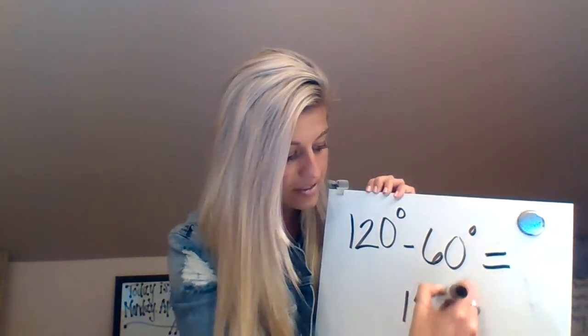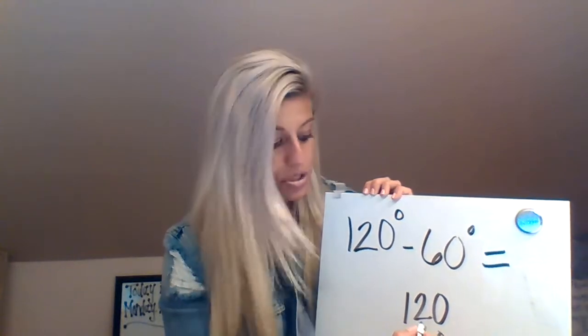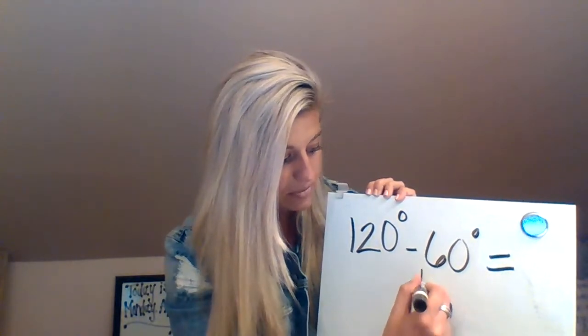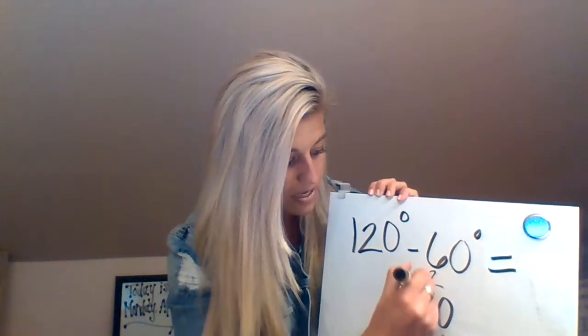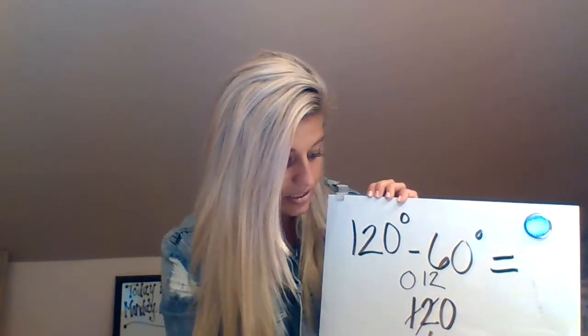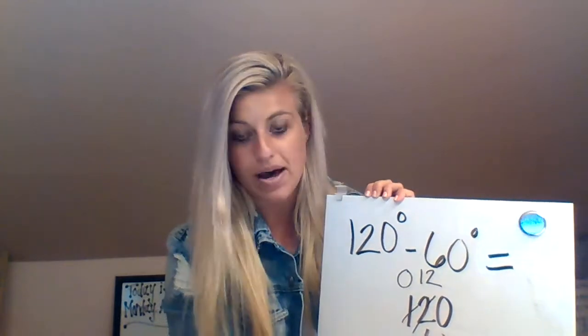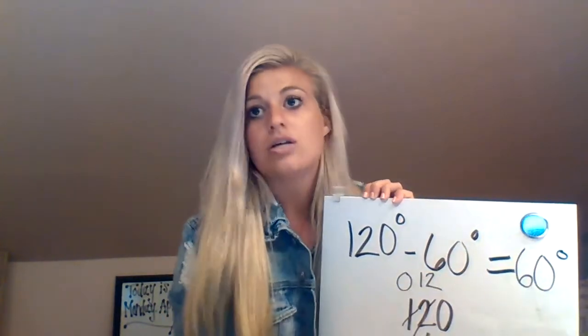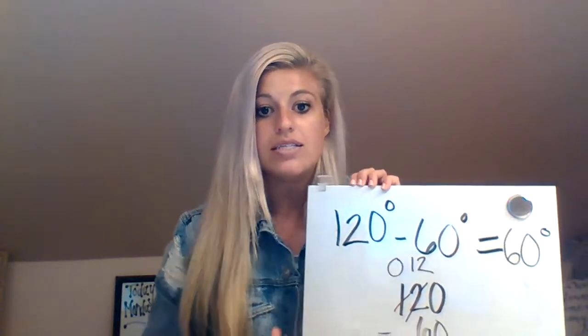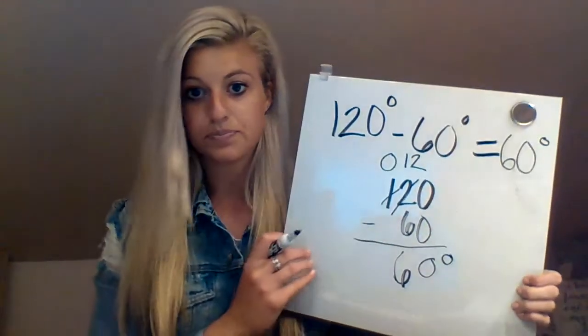And when you line these up, you know that 0 minus 0 is 0. You cannot do 2 minus 6. So your 2 becomes a 12 and your 1 becomes a 0. 12 minus 6 is 6, and 0, you don't worry about it. So your answer is 60 degrees. So on number one, you should have gotten D, 60 degrees.